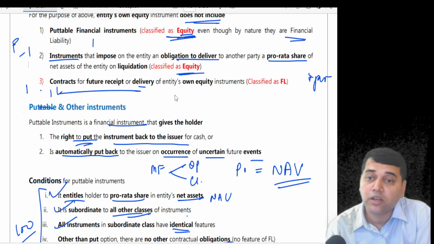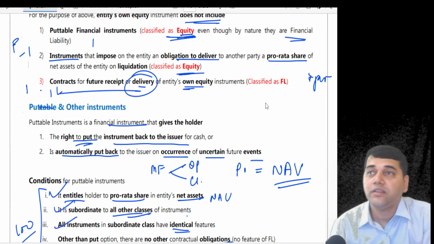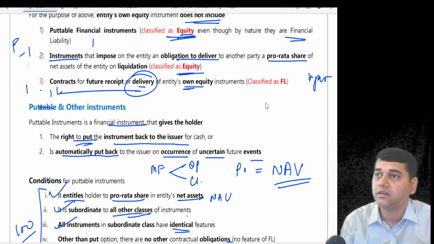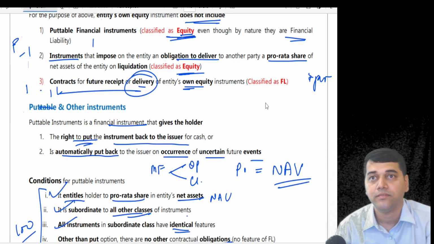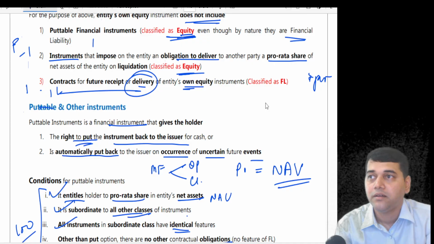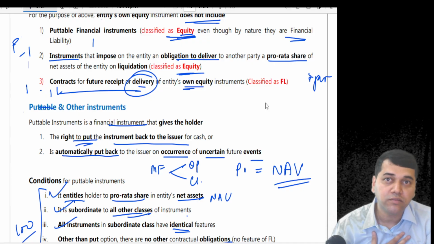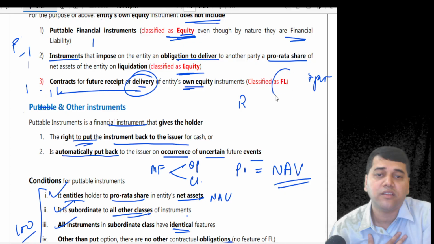And the third one, contract to deliver the own instrument. See, I have given you an option today to give my shares back to me after 1 year at 50 rupees. You may give or you may not give. Followed, no? So if you give, I have got an obligation to pay cash. That's why right now you recognize a financial liability.